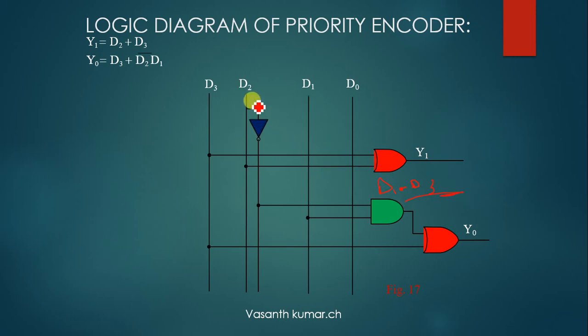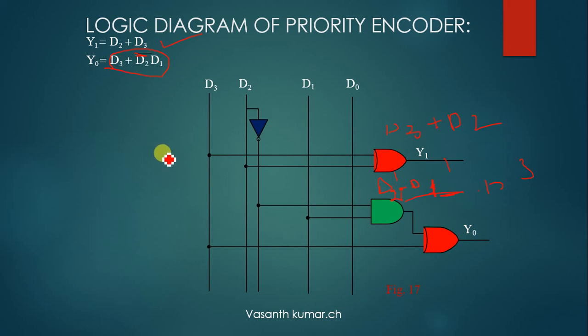So this one, which is D2, D3 and D2 not, D3 plus D2. This is the Y1 logic. This is Y1 and D3 plus D2 D1. Here it is D2 complement, then followed by D1. Similarly, this is given to which one? D3 into D3. Here there is a complement. Just have a look. So this is the logic diagram for a priority encoder.